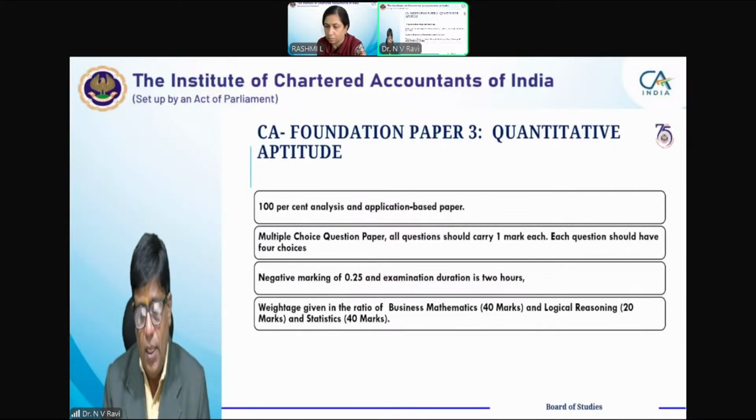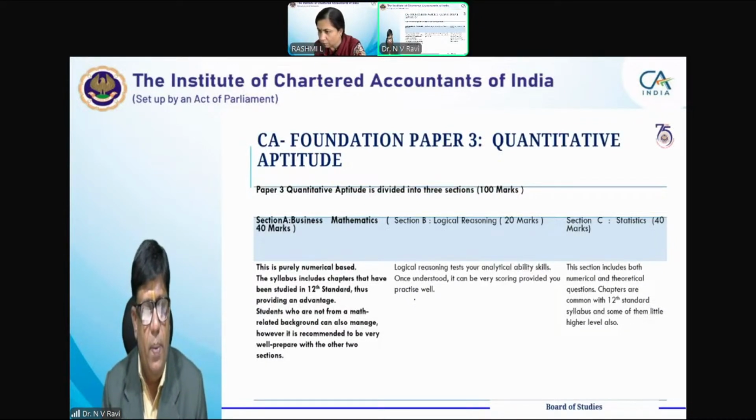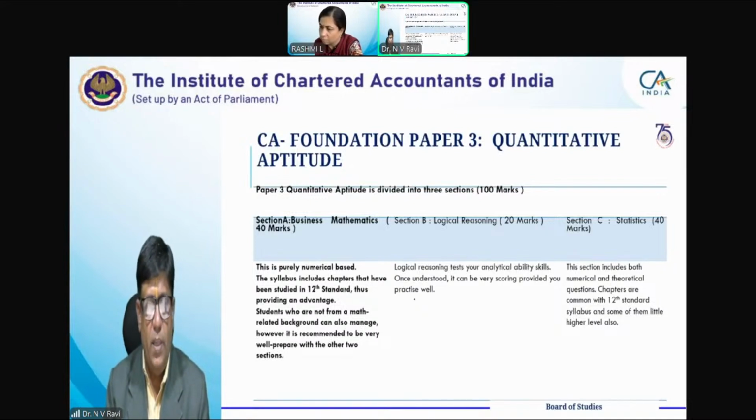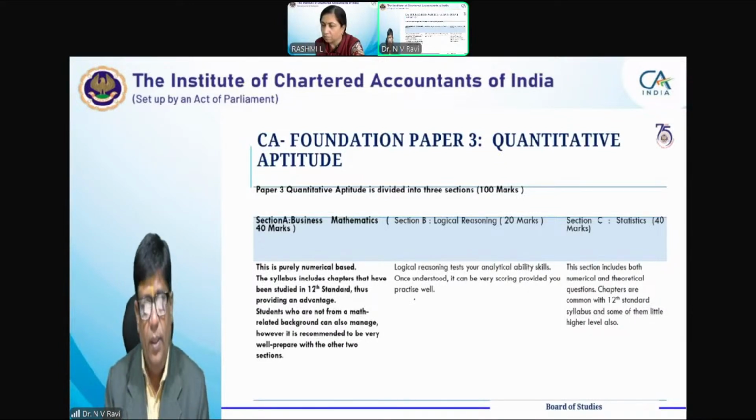Let us come to the next part, that is Paper 3 Quantitative Aptitude. As already told, Section A, as per the syllabus, has business mathematics carrying 40 marks weightage, logical reasoning carrying 20 marks weightage, and statistics carrying 40 marks.